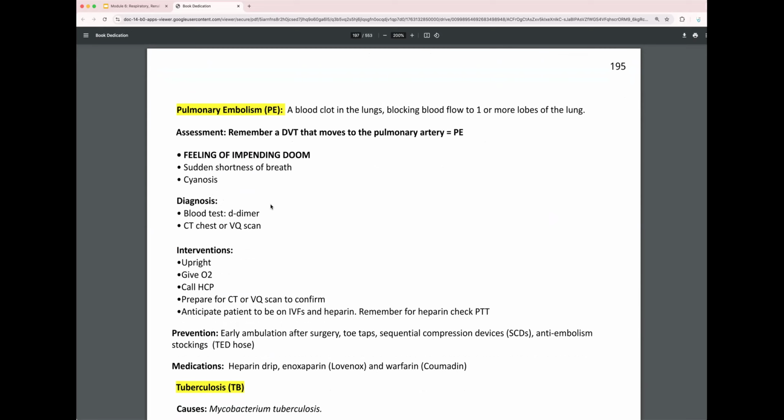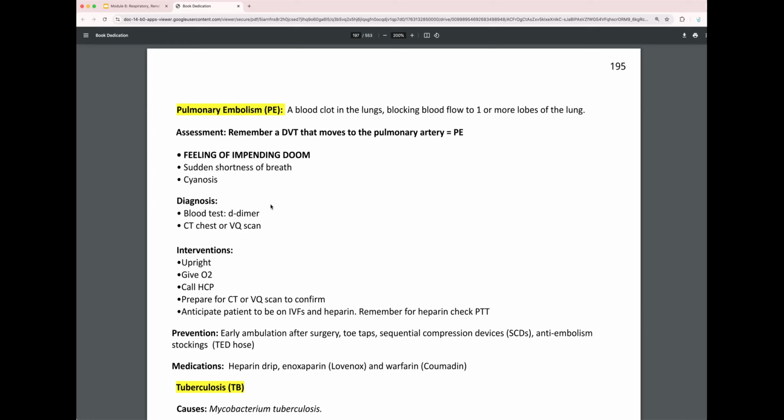A DVT is a blood clot in the leg, and it can become dislodged and become stuck in the pulmonary artery and become a pulmonary embolism. So feeling of impending doom, if you see those words on the NCLEX, that means pulmonary embolism. Also sudden shortness of breath and cyanosis.